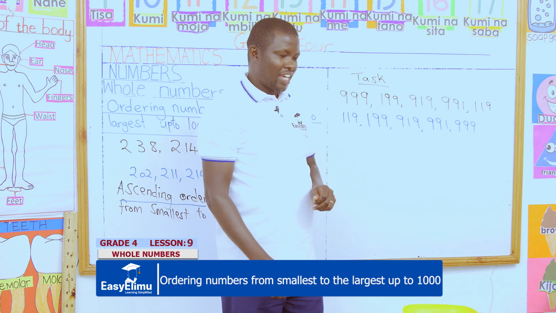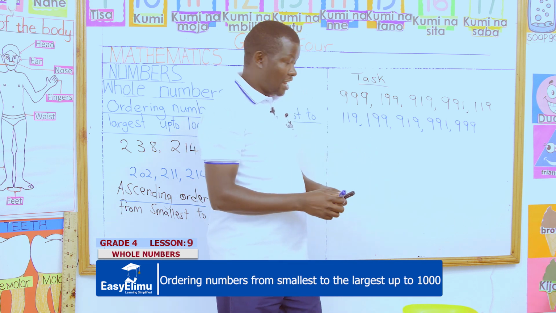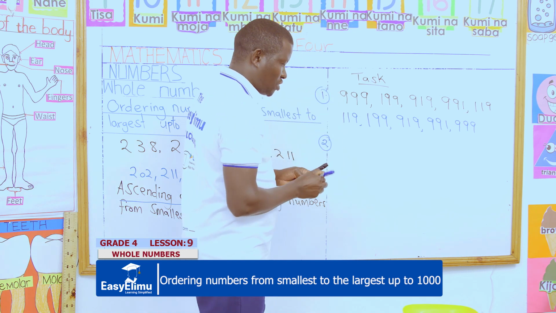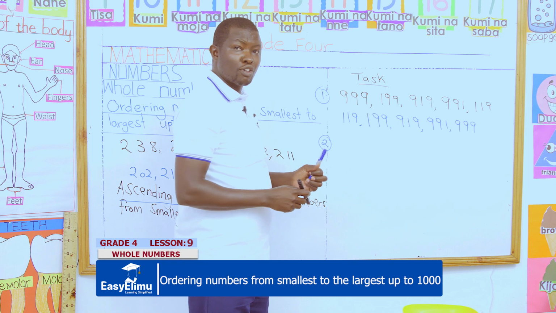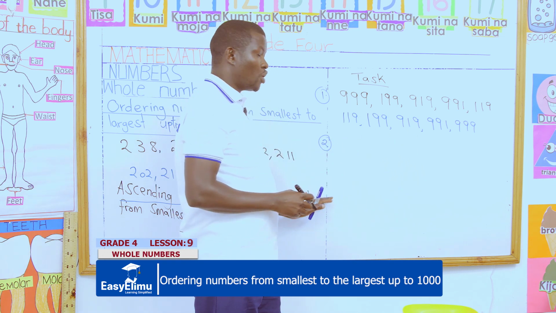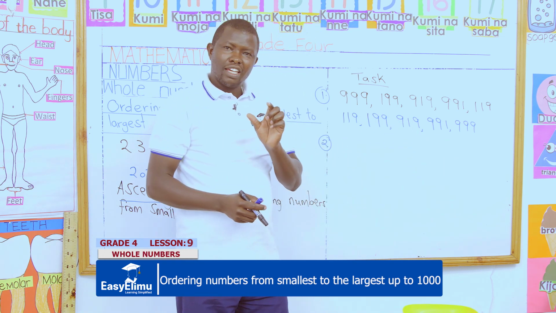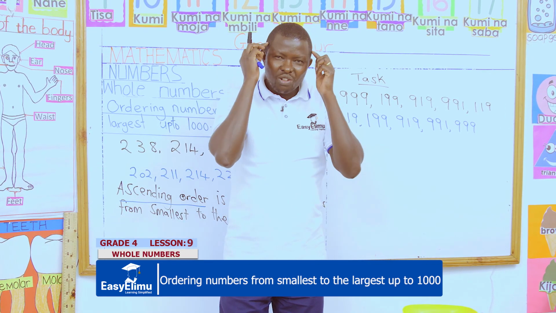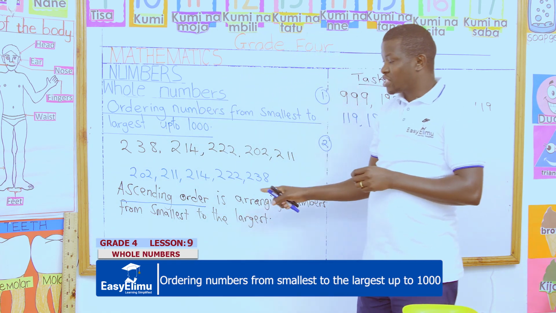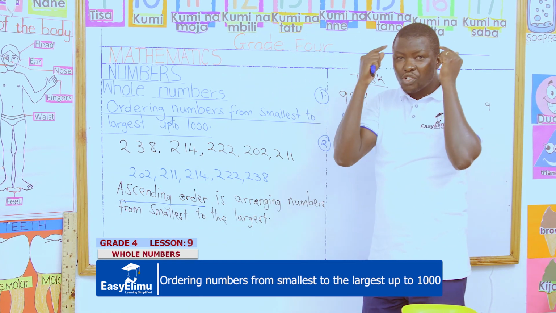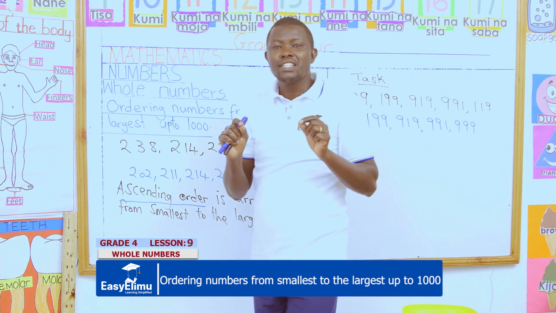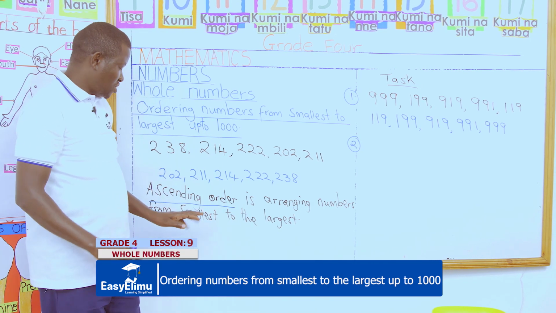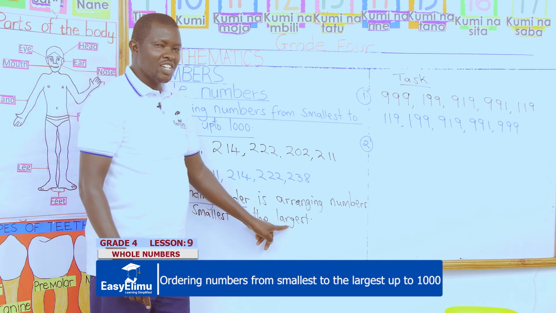The last and final task for you to do, that was task 1. Now this you'll do on your own. Arrange the following numbers in an ascending order from smallest to the largest. You may be asked, arrange the following numbers in an ascending order. That means in your mind, it is arranging the numbers from the smallest all the way to the largest. So that one should stick in your mind. When you are told to arrange numbers in an ascending order, simply they have told you to arrange them from smallest all the way to the largest.